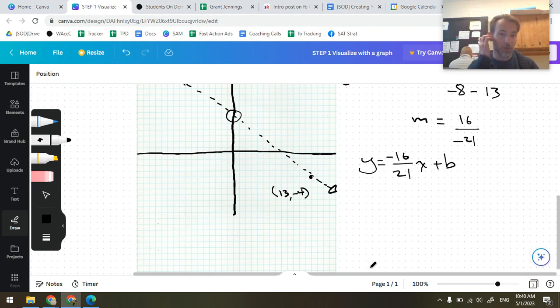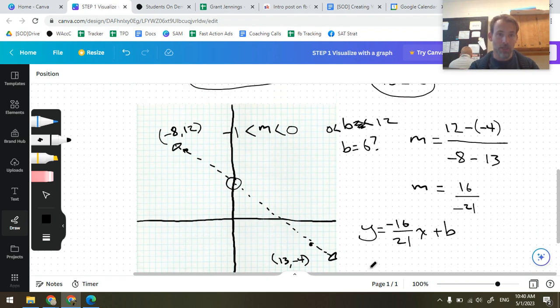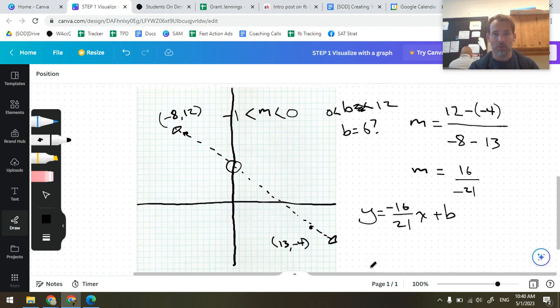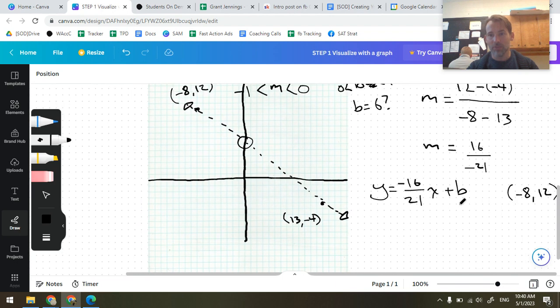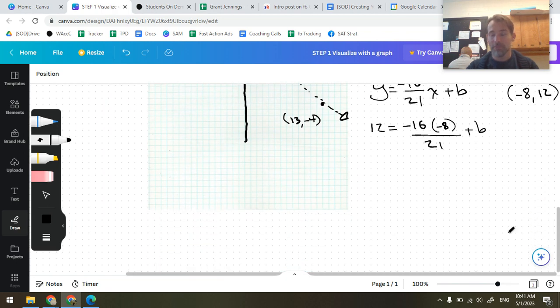And we can use either one of these points to work with. And I think negative 8, 12 is a little easier to work with. So let's do that. If I work with negative 8, 12, I'm going to substitute those in for y and x. So y is 12 and x is negative 16 times negative 8, all divided by 21, plus some value b to make it true. Okay, now we solve this for b.